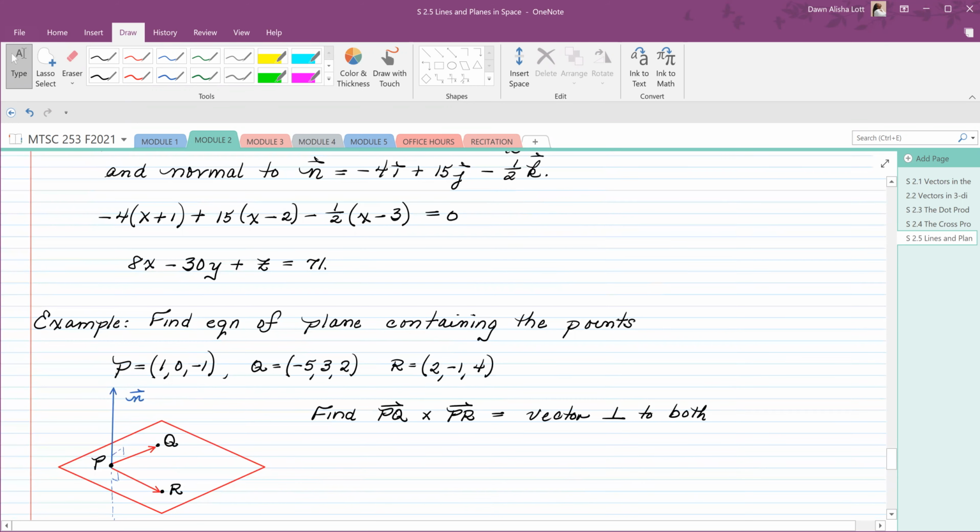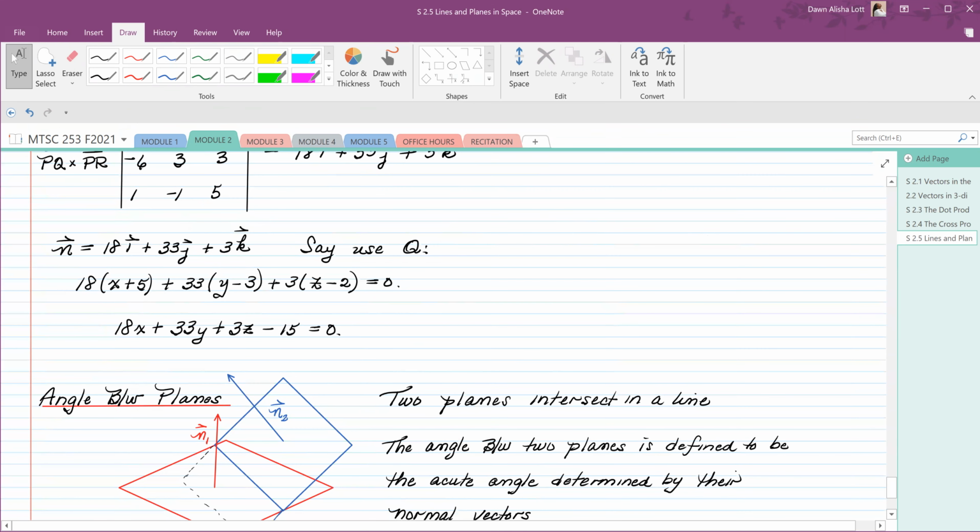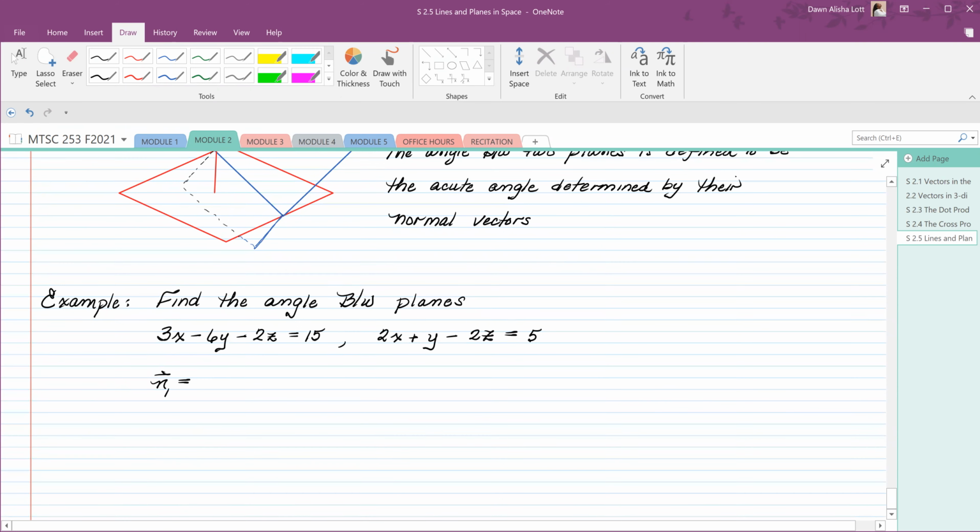Okay, so the first plane is 3x minus 6y minus 2z. So its normal vector is 3i minus 6j minus 2k. And then N2, it's 2i plus j minus 2k. Very good.